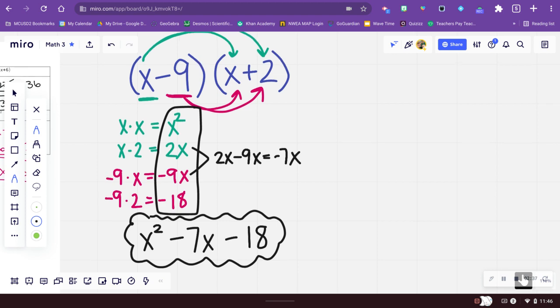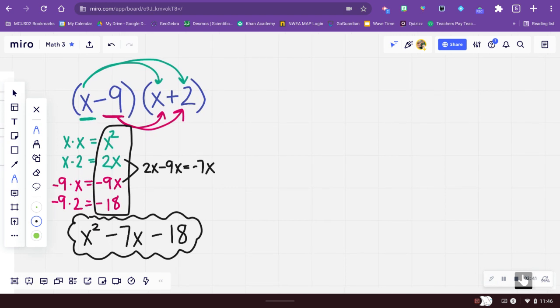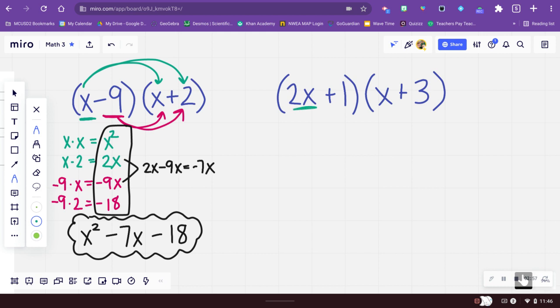Okay, now let's look at the second example. Let's say we had 2x plus 1, and we're going to multiply that by x plus 3. So again, we have two binomials that we're multiplying together. We're going to start with the 2x, and we're going to multiply it by everything in the second parentheses.